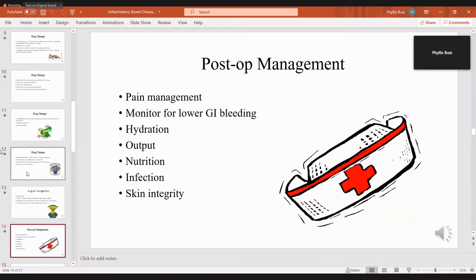Nutrition, that kind of goes back to the hydration. We want to get them back onto an eating plan as soon as possible. Monitor them for infections, not necessarily related to the surgical site, but if they're not up and moving as much as they normally are, they also run a risk of pneumonia, and we also run a risk of DVT. So we want to make sure that we have covered all of those areas.